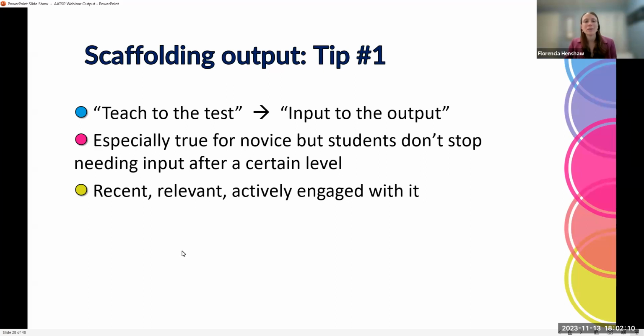What do I mean by recent, relevant, and actively engaged with it? I'm going to show you an example in a minute. But essentially, you have to have in mind a specific type of output. If it's an infographic, make sure they did a lot of things with infographics. If it's a menu, make sure they saw a lot of menus. If it is a restaurant review, lots of things with restaurant reviews. Not just, here's an example, because that would not be very active and wouldn't be enough, right? And it's not about, remember that thing we saw last year?